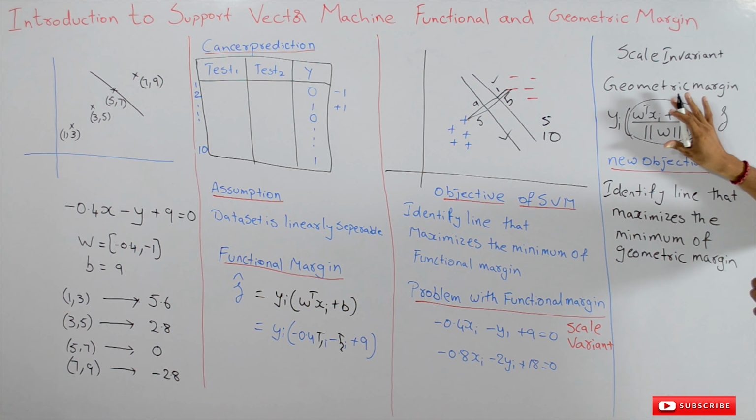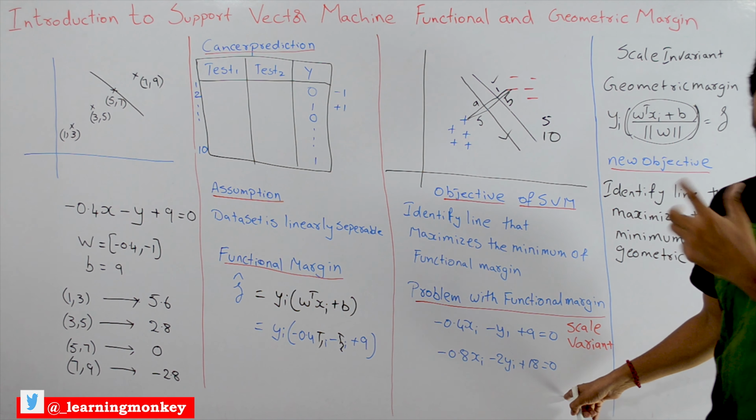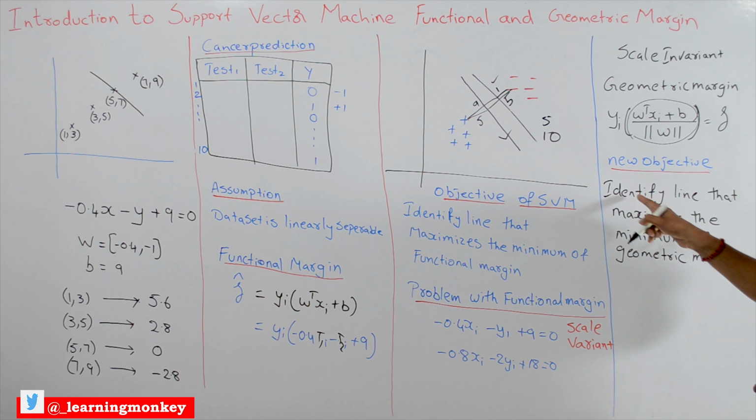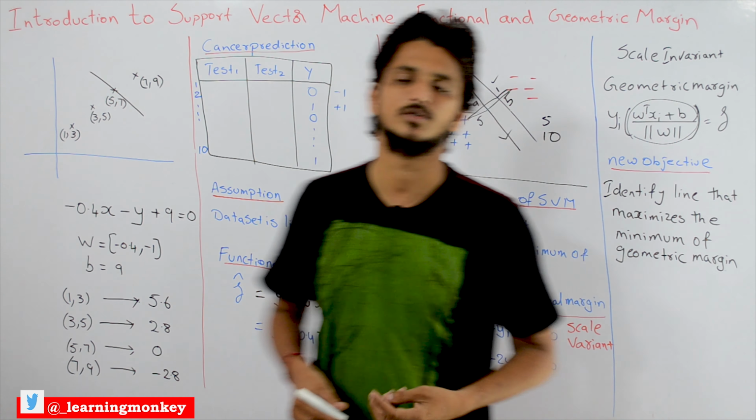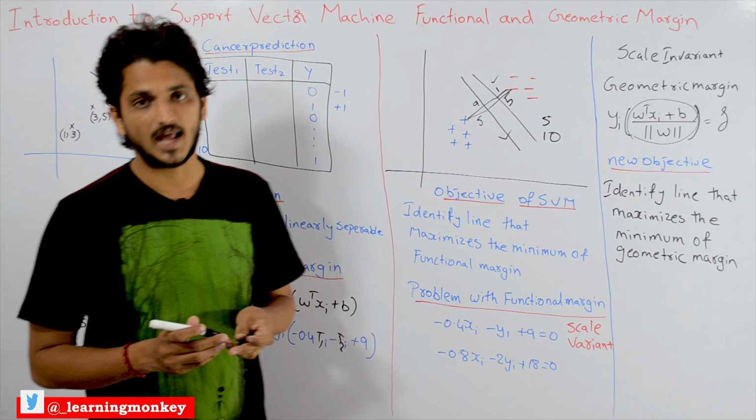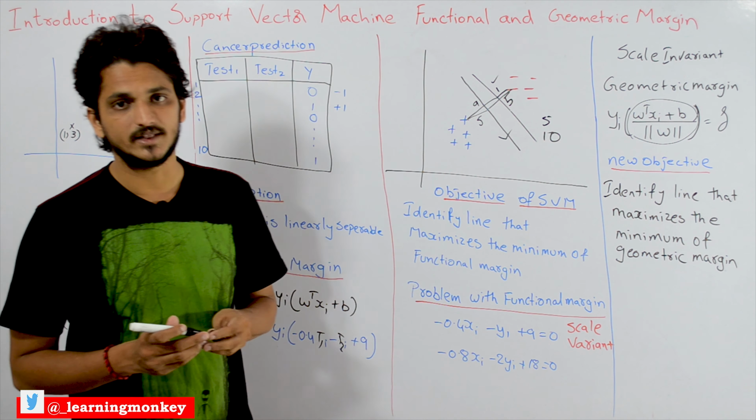What's the meaning of scale invariant? If you take either equation and substitute the point 1 comma 3, we'll get the same value: the distance of the point 1 comma 3 to the line. So our new objective of support vector machine is to identify a line that maximizes the minimum geometric margin. We have to calculate geometric margin from now onwards, and that line will be identified by the support vector machine.